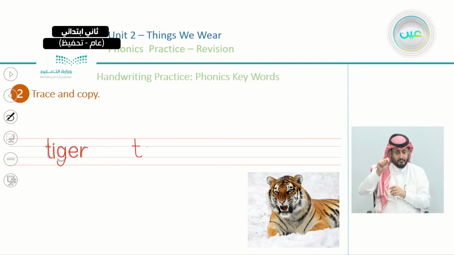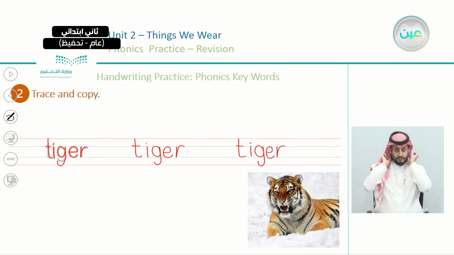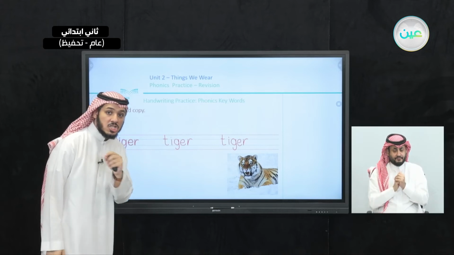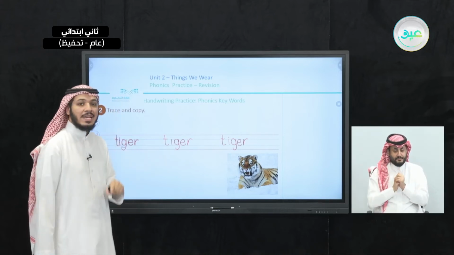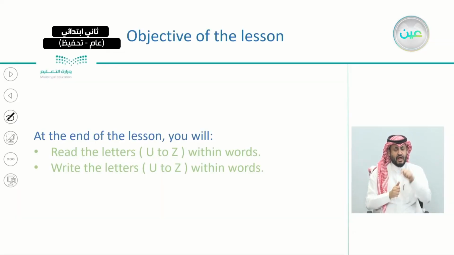T, I, G, E, then we have R. Let's write it one more time. T, I, G, E, then R. And the letter G here we pronounce as G, G, tiger, tiger. Let's say it together. Tiger, tiger, tiger. Excellent.